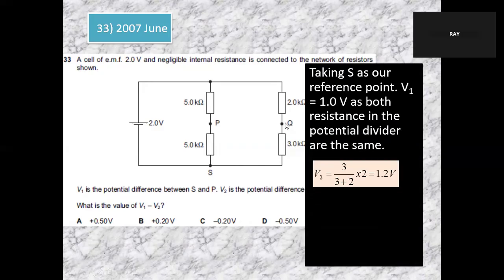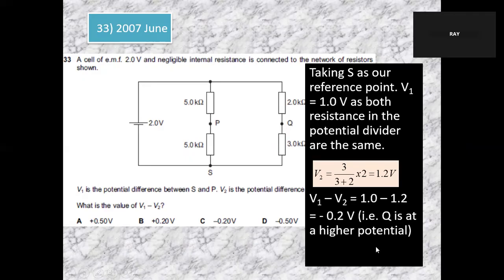This one is a potential divider. So it's 3 divided by 2 plus 3, times 2 volt. It's 1.2 volt. So 1.2 volt here. Q is higher potential. So this is V2, this is V1. So subtract: V1 minus V2 to get minus 0.2. The answer is C.